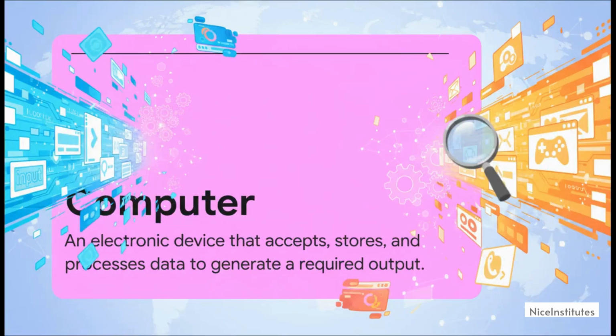Okay, so here's the official textbook definition. It's not a magic box, it's a data processor. All that really means is it does 3 things. It takes stuff in, that's the data. It does something with that stuff, and then it spits out a result. That's it. Every single app, every game, every website you visit, it's all built on that one simple idea.